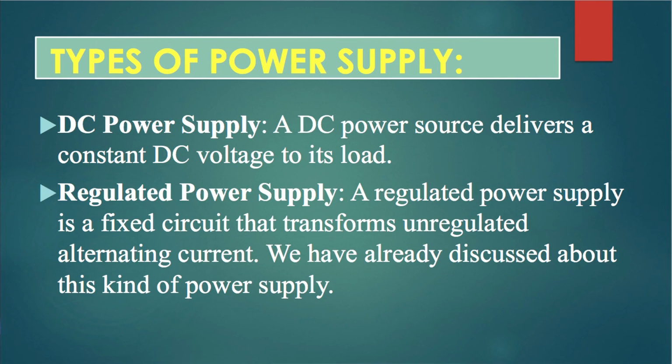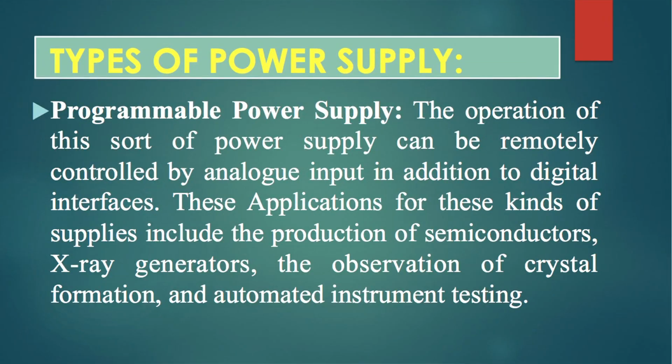Next one is regulated power supply. We have already discussed the regulated power supply. So let's go to the next one, that is programmable power supply. The operation of this programmable power supply can be remotely controlled by analog input in addition to a digital interface. The applications of this kind of supply include the production of semiconductors, X-ray generators, the observation of crystal formation, etc.